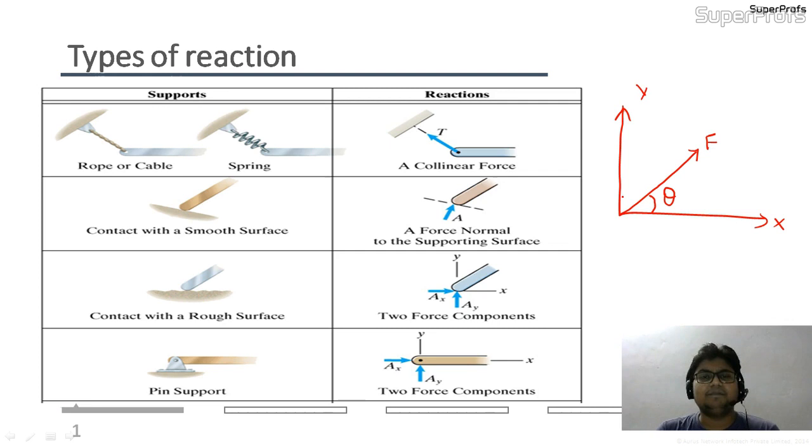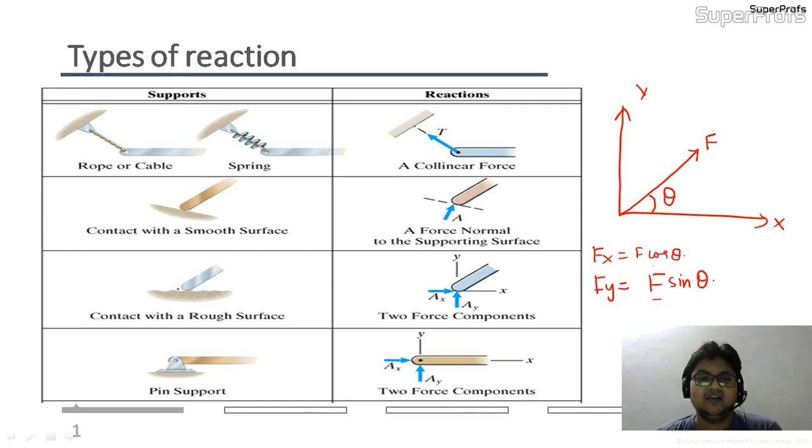So for the sake of simplicity, for the sake of balancing our static equation forces, I can write that the force which is acting in X direction is nothing but F cos theta, and the force which is acting in Y direction is nothing but F sine theta. So this is F cos theta and this is F sine theta. Whenever there is a complex direction of the line of action of the force, we will break it into the horizontal and vertical component, and we will put a suffix X for the horizontal component and suffix Y for the vertical component.